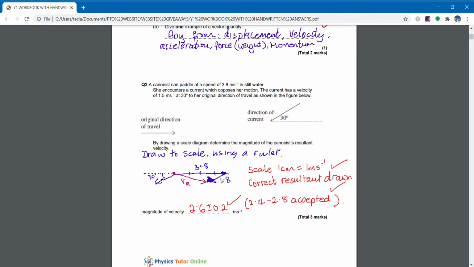You've constructed a diagram where both vectors are drawn to scale, and you use a protractor to measure the angle here, 30 degrees, and you've then drawn in the resultant. That would be the second mark, and the third mark is for the value, actually measuring the length of that resultant using the same scale, measuring and writing down what that value would be. So 2.6 meters per second. There's a range here of plus or minus 0.2, so values between 2.4 and 2.8 would be accepted.